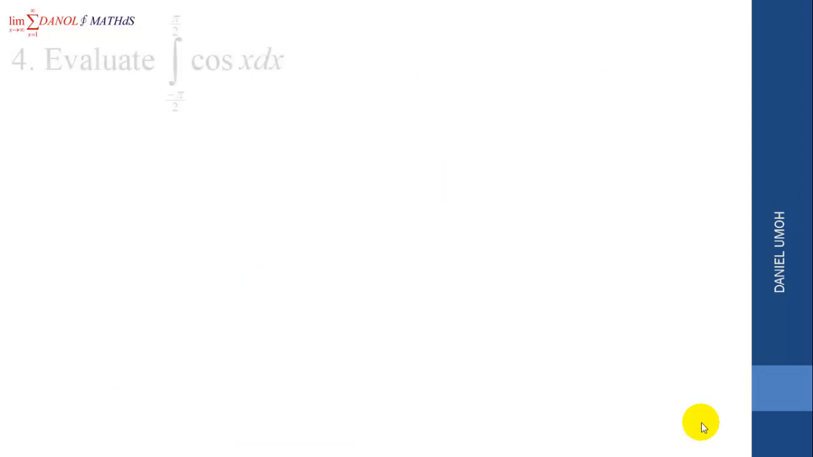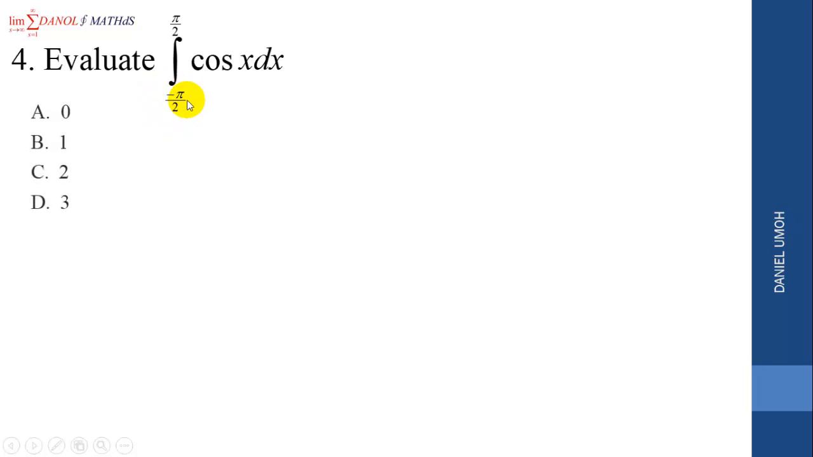Okay, question 4 says, evaluate the integral of cos x dx with the upper bound of pi over 2 and the lower bound of minus pi over 2. Below are the options. Now let's quickly look at the solution.